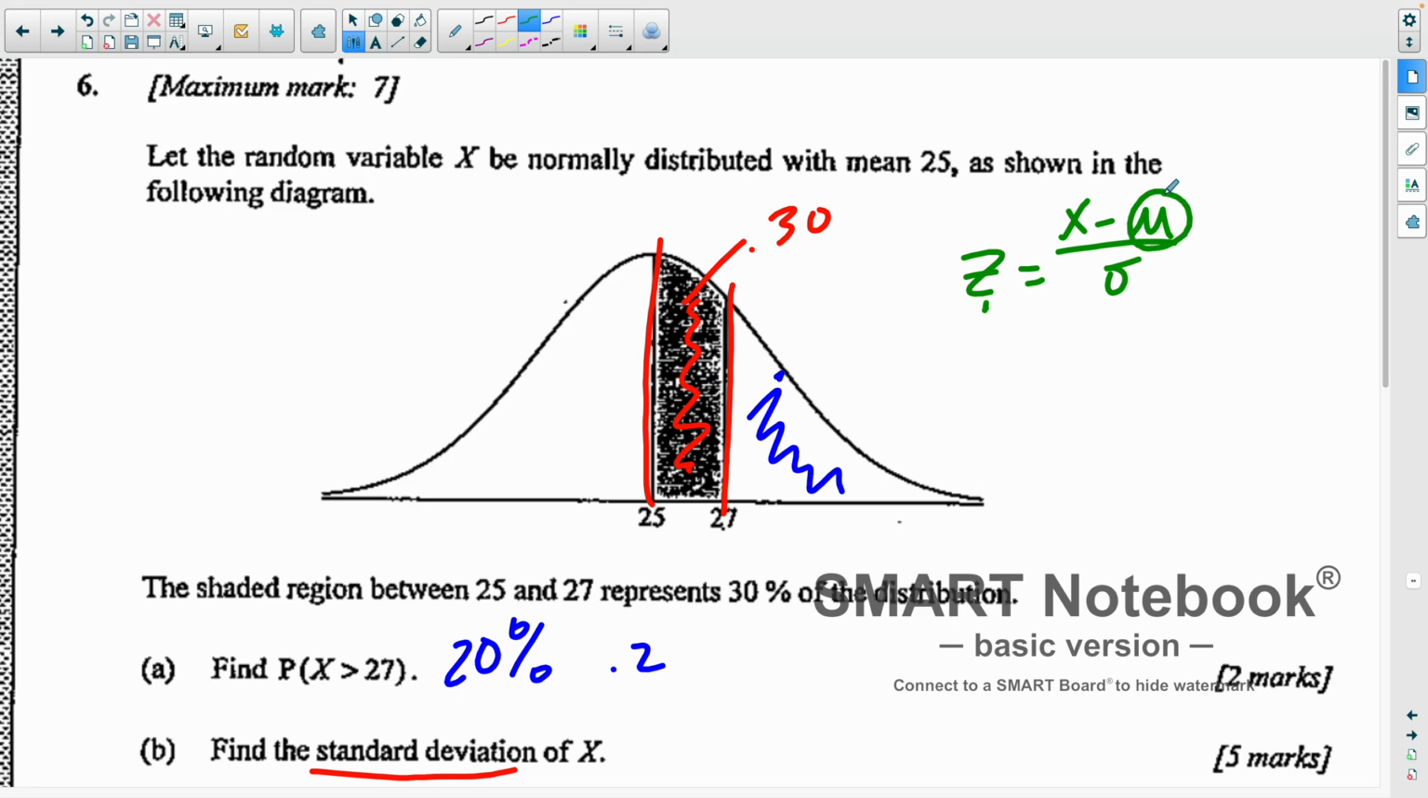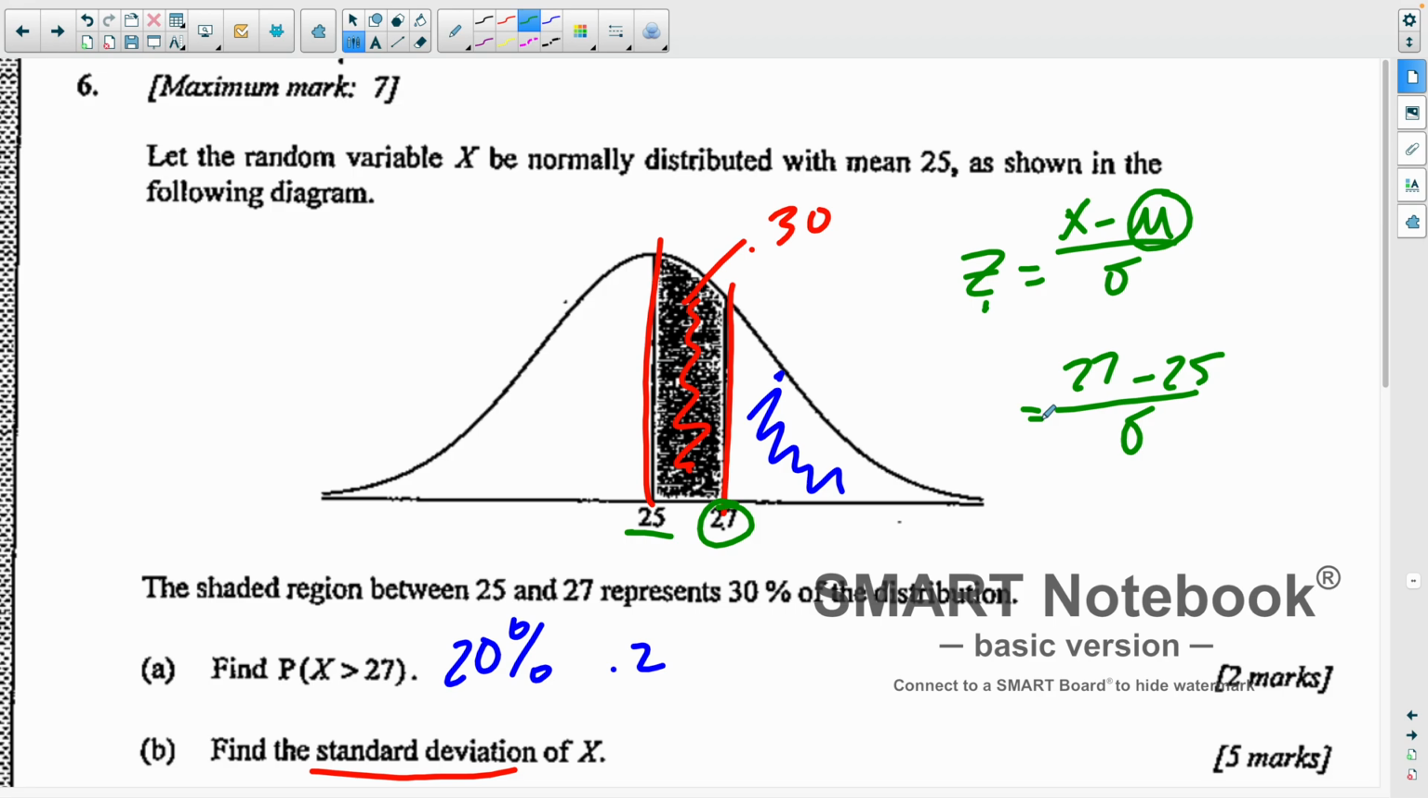So if I were to plug into this problem, 25 would go there. So I'm gonna go minus 25. The other number in question in the problem is 27. That's what X is representing. I know by reading the question that I don't have the standard deviation, so they must have given me a way to find the z-score.